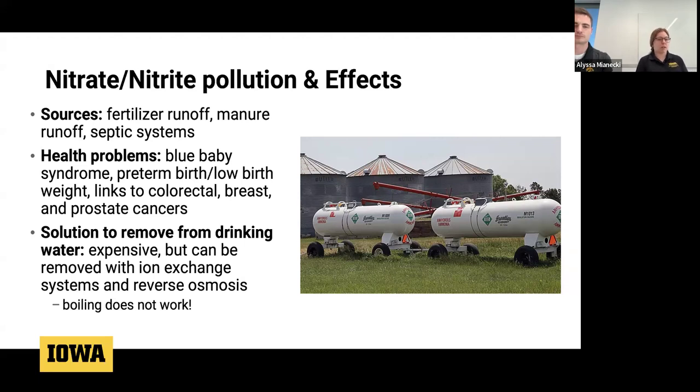If you ever live in an area and you know that your nitrate is high in your water, do not boil your water thinking that will make it better. Boiling only works for bacteria, but if you're going to boil for nitrates, that actually makes it worse because the water evaporates away and it leaves more and more nitrate in that water. You really have to do the ion exchange or reverse osmosis in order to remove it.